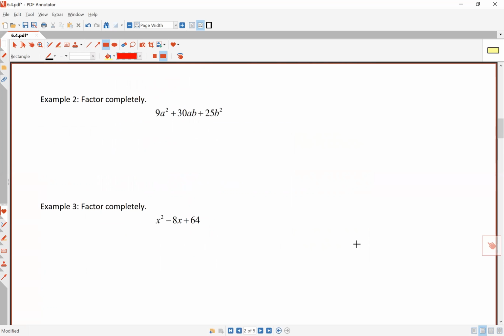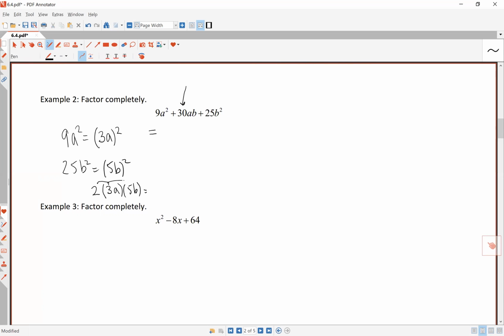Example 2. We see that the first term is 9a squared, which is the square of 3a. We see the last term is 25b squared. That's the square of 5b. Now we just have to check if the middle term is really twice those two pieces, 3a and 5b. 6 times 5 is 30ab.